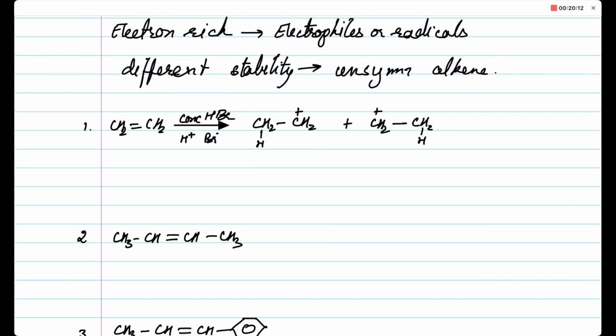Since CH2 double bond CH2 is a symmetric alkene, both the carbocations are the same. So here, these are the same carbocation, and then we can have the Br minus attacking it. If the Br minus is attacking it, then we are going to get only one product. Since both the carbocations are exactly the same, we are going to get CH3, CH2Br, that is bromoethane or ethyl bromide in common terms.